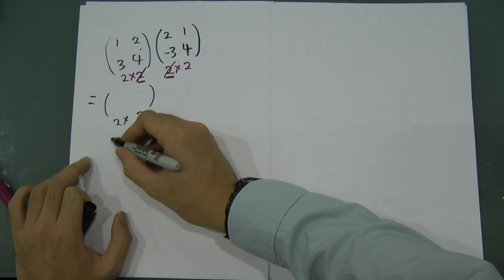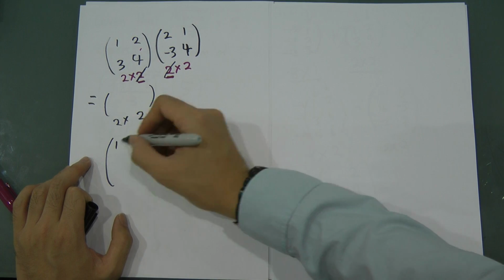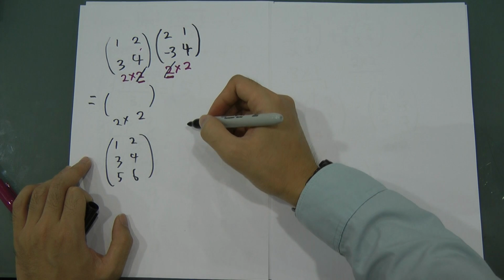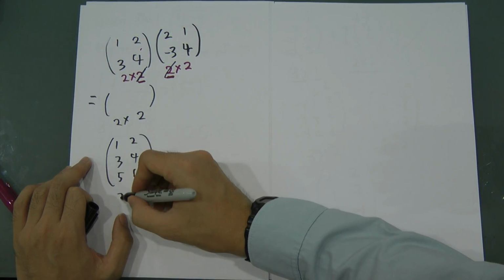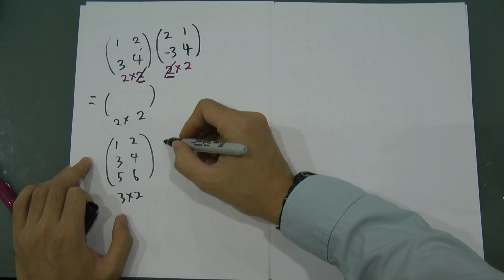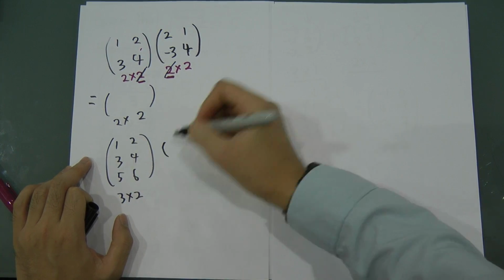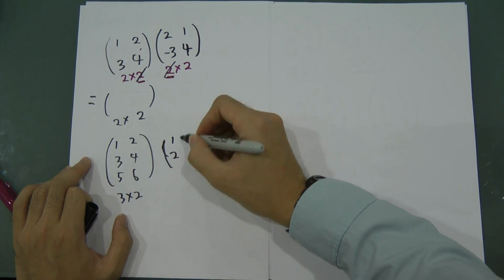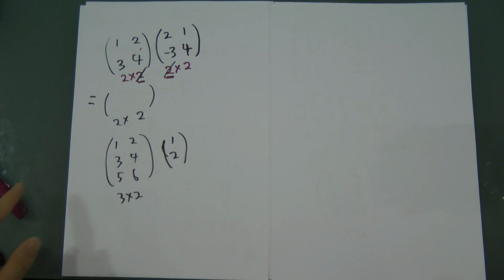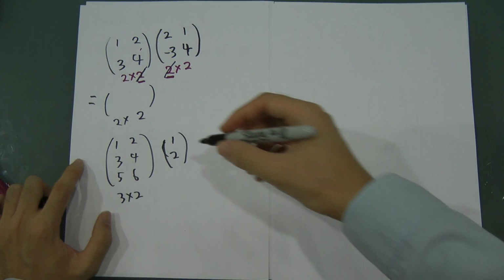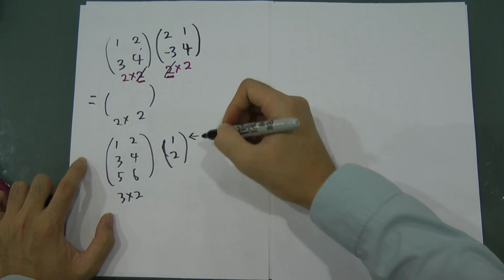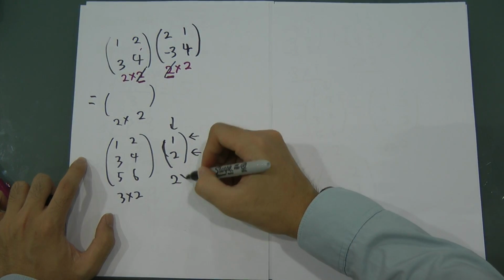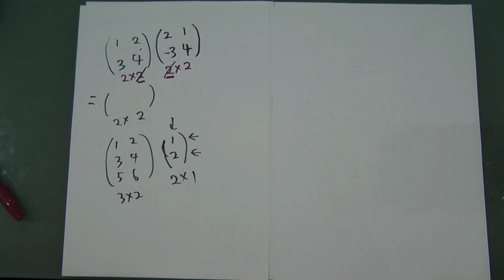Let me give you another example. Let's say this is 1, 2, 3, 4, 5, 6. This is 3 multiple 2. If I multiple something like this, 1, 2, can I multiply both of it? Yes, because I must see the order of this matrix. This is 1, 2, 1. So 2 multiple 1.